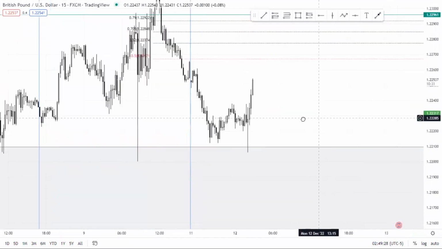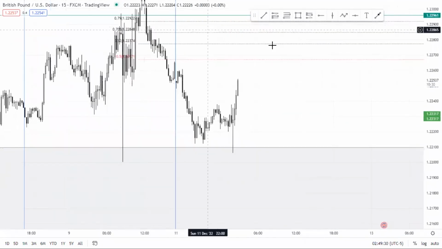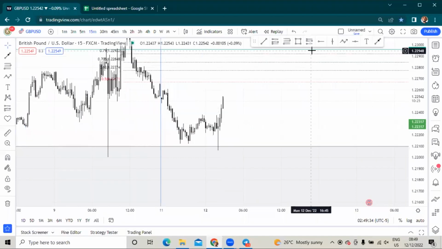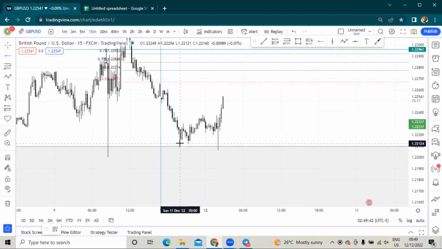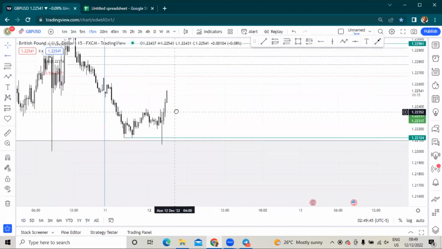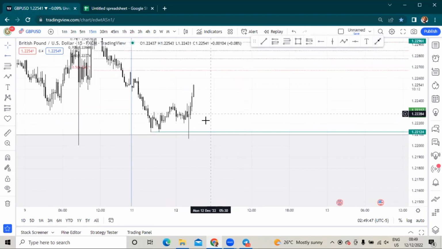All right, so how to get involved in this move in case of next time, guys. In case of next time, how to get involved in this move is this. You have a sell side liquidity sitting right here. Okay, you have a sell side liquidity sitting right here.